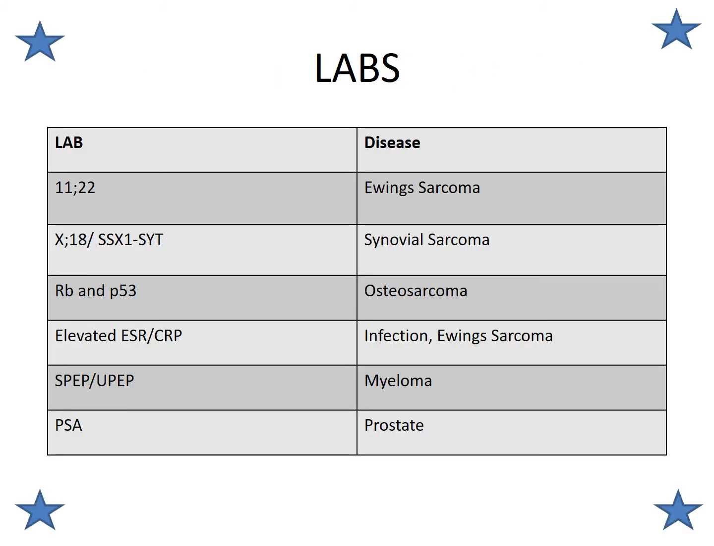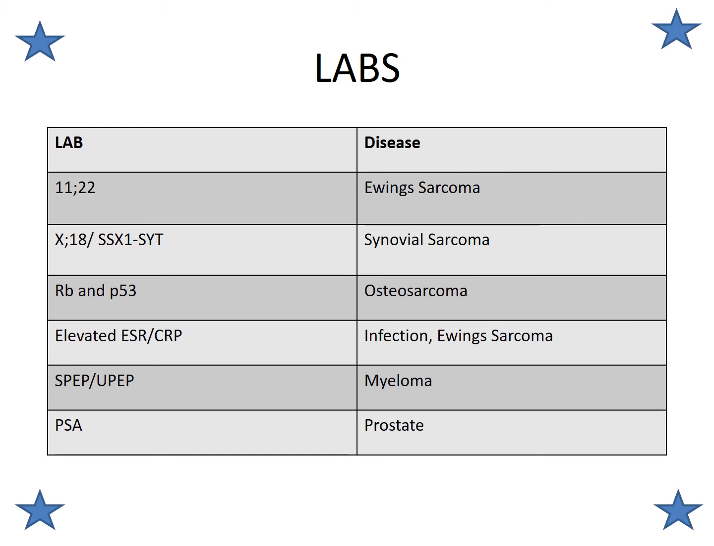Some of the more common labs that can be helpful for patients include an 11;22 translocation, the X18 SSX1 SYT. There's also one for synovial sarcoma. Retinoblastoma and P53 are particular to osteosarcomas. ESR and CRP can be elevated in infection and in Ewing's.